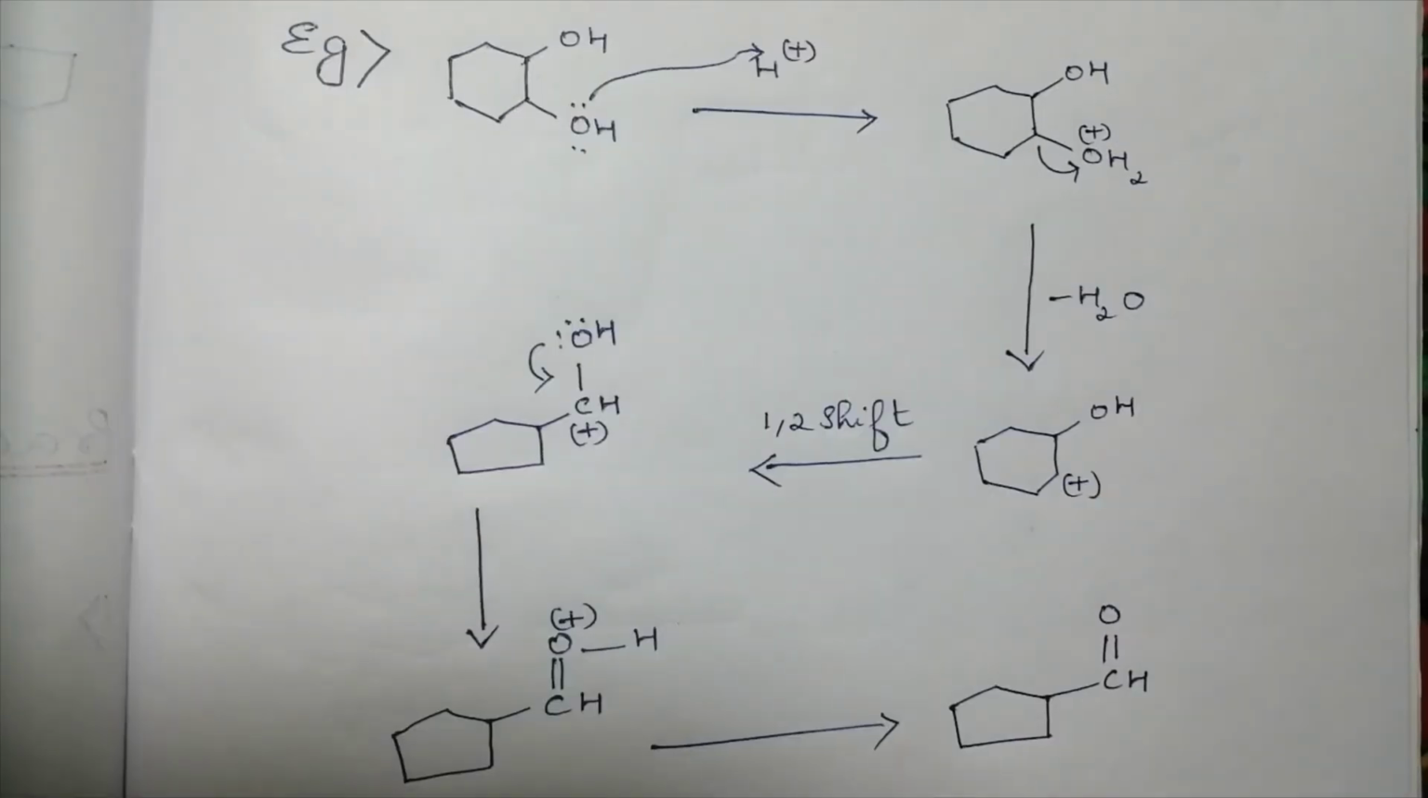Let's now consider another example, which is a cyclic system, a cyclic 1,2 diol. The earlier two examples that we saw, both of them were acyclic. Now what happens if it is cyclic diols? The steps are the same, the mechanism remains the same. So we'll just solve this question.